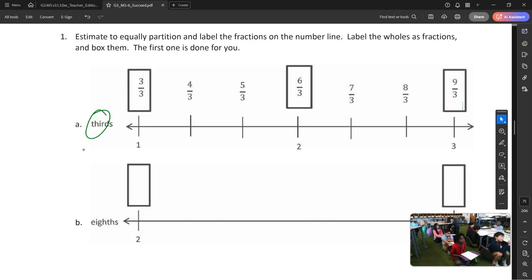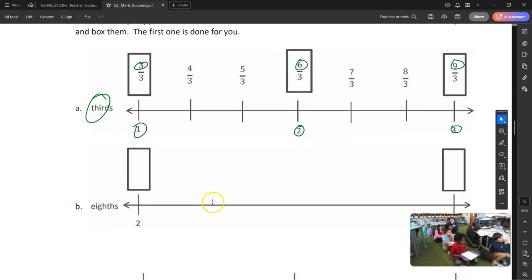Now, how do we know those are wholes? Well, 3/3 is a whole. We count by threes one time because it's thirds. You get 3. You count by 3 two times, you get 6. You count by threes 3 times, and you get 9. Let's move on to the next one.